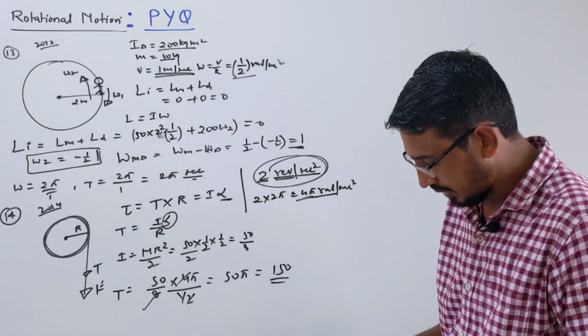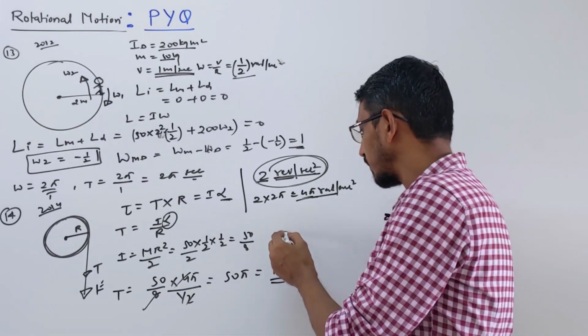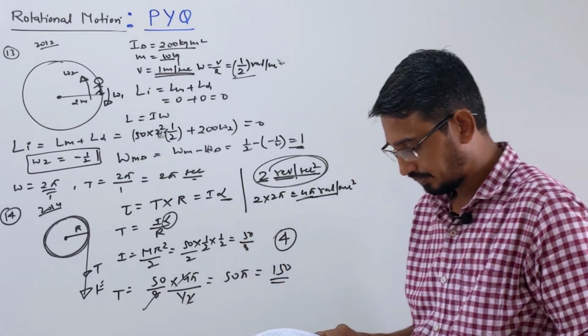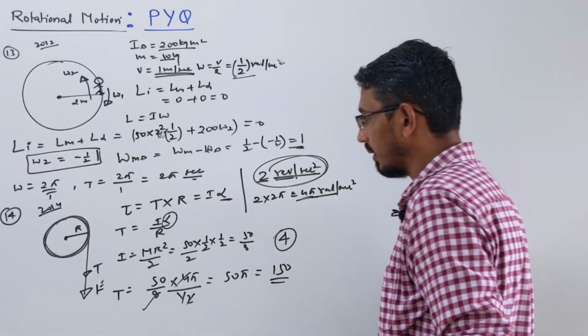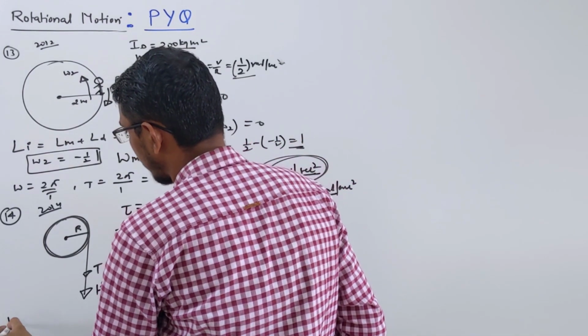So what are the options given? 157 is given in your fourth option. Okay, that's your answer. That was question number 14. Question number 15 is also from 2014.